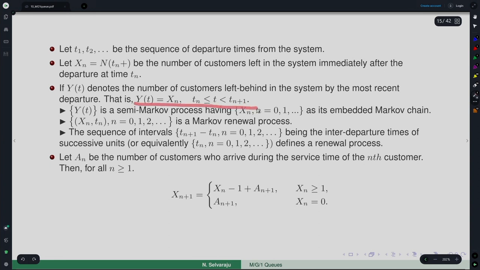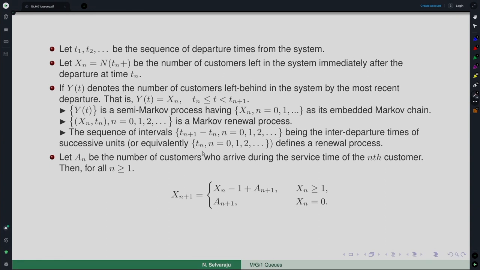If I define it this way, then Y(t) will give me the number of customers left behind in the system by the most recent departure. Then one can see this Y(t) is a semi-Markov process having this Xn as its embedded Markov chain, and this (Xn, tn) is the Markov renewal process here. The sequence of intervals t(n+1) minus tn, the inter-departure times of successive units, equivalently the tn themselves, defines a renewal process.